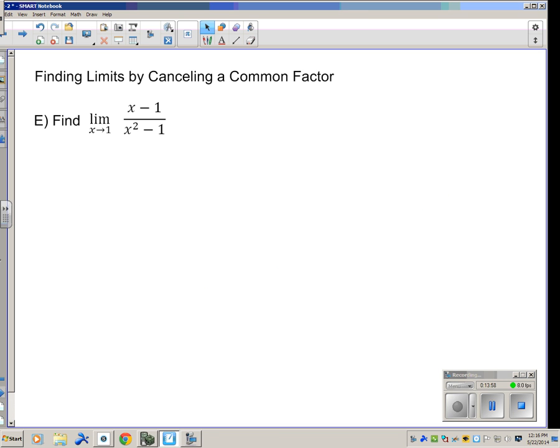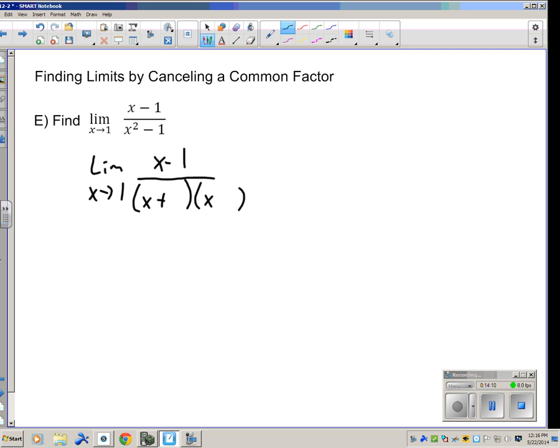Some other ways of being able to find limits is by canceling a common factor. So you have to remember how to factor. So if you remember, the bottom here is the difference of squares. So I can go x, one's a plus, one's a -1. The x minus 1s there cancel out. So I end up getting a limit as x approaches 1 of 1 over x plus 1. Now I'm going to substitute 1 in there. So I really end up getting, what is that, 1/2?